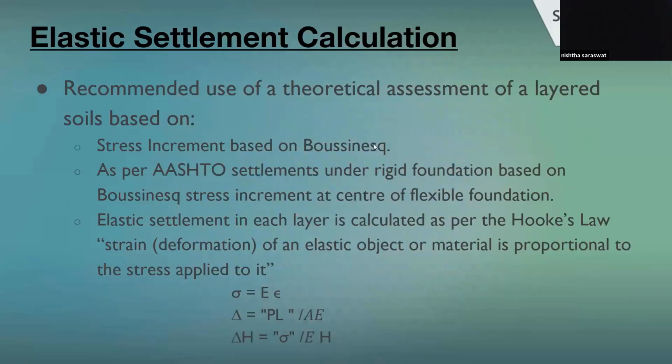So a very elementary method for calculation of elastic settlement, which is applicable for sands. This is basically derived from Hooke's law, where sigma is elastic modulus times strain, and then we calculate the deformation. So typically the settlement, delta H, is the stress divided by the elastic modulus, times the height of my soil layer.